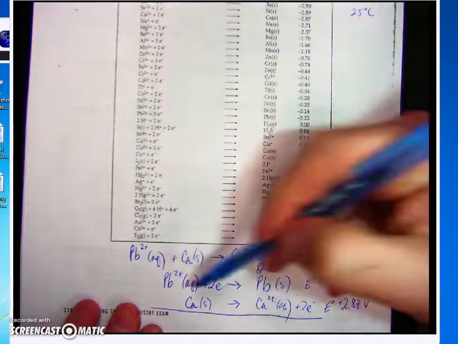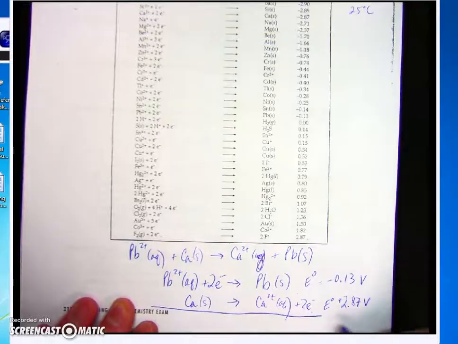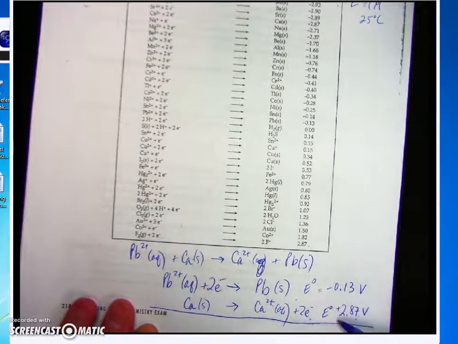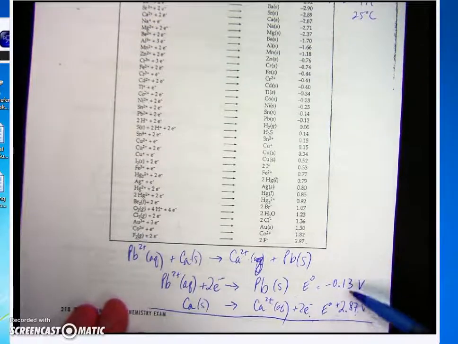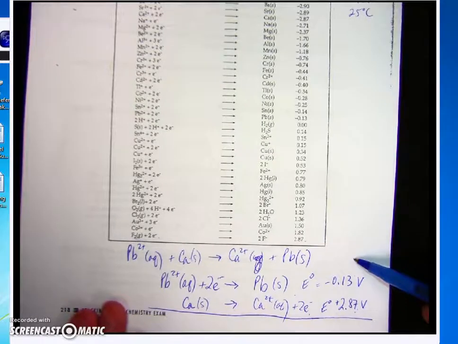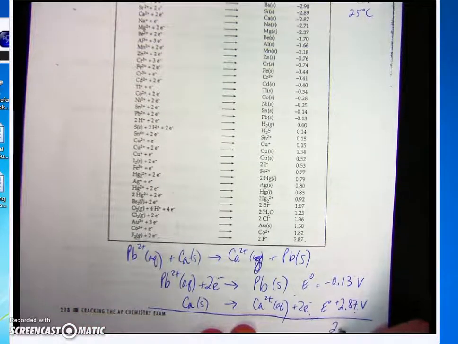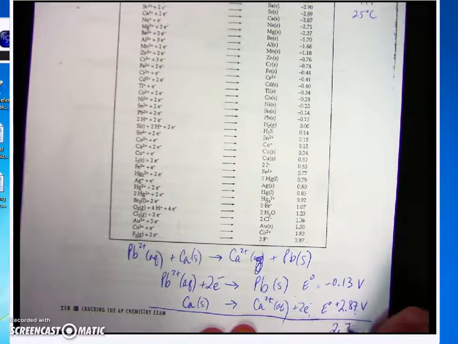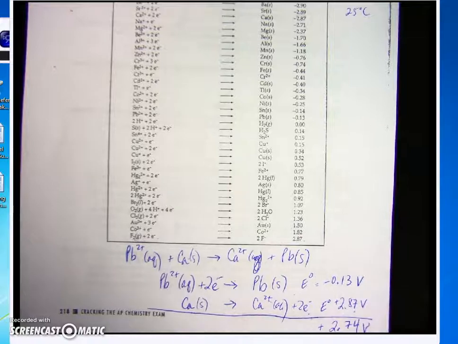I must make sure that the number of electrons lost equals the number of electrons gained. And when I do that, I can then add up these two numbers. In essence, though, I'm actually subtracting 0.13 from 2.87, and that's because this is positive and this is negative. I sum these two values. And when I do that, I get a value of 2.74 volts. And it's positive 2.74 volts.